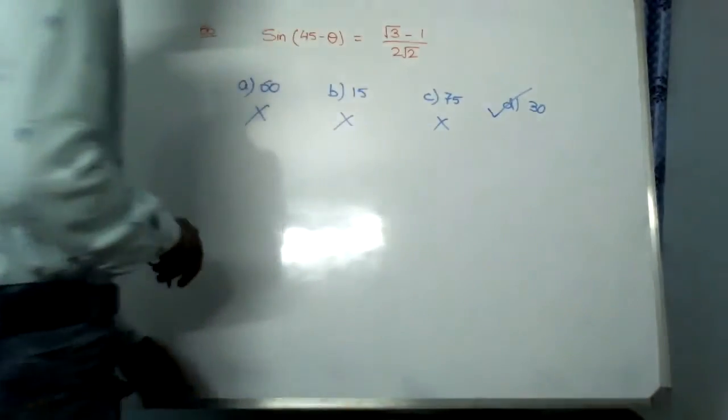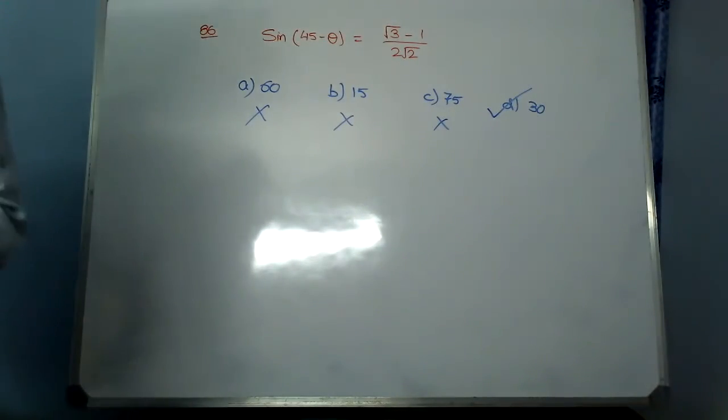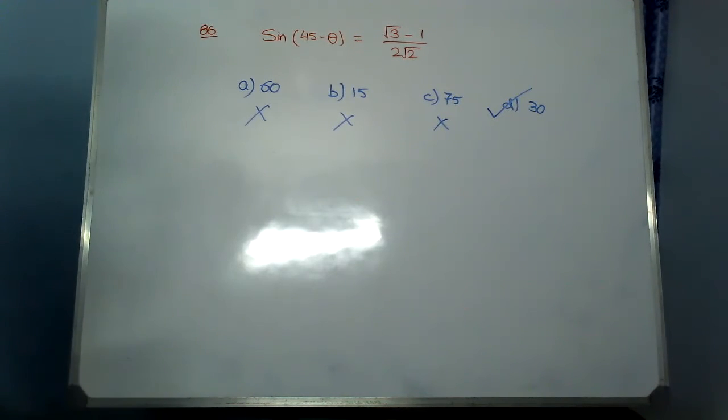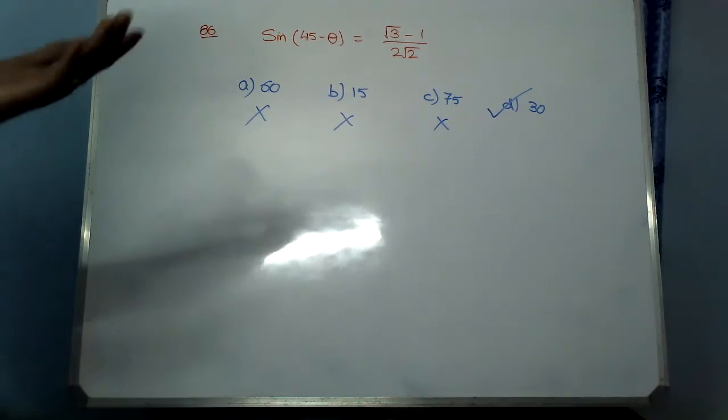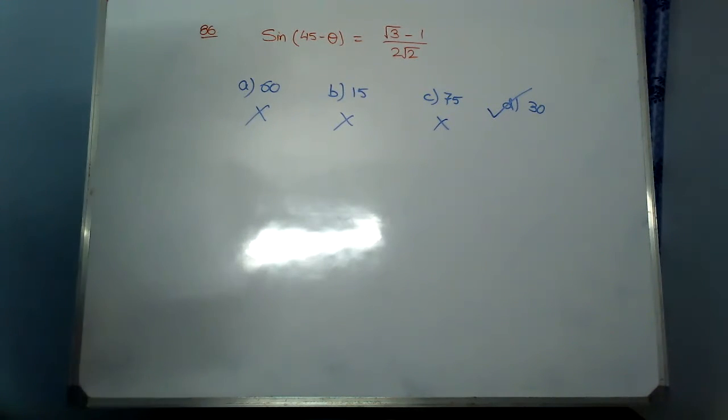If you do sine 45 minus 30, sine 15 degree, yes, you will get this. Now you'll say, okay, how do we find sine 15? You can find it by using the sine 2a formula, 2 sine a cos a. That is a formula. So if you apply, you will exactly get this as the answer.